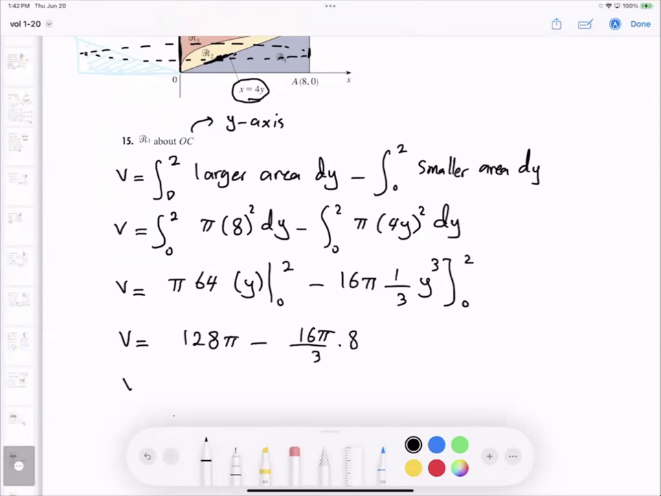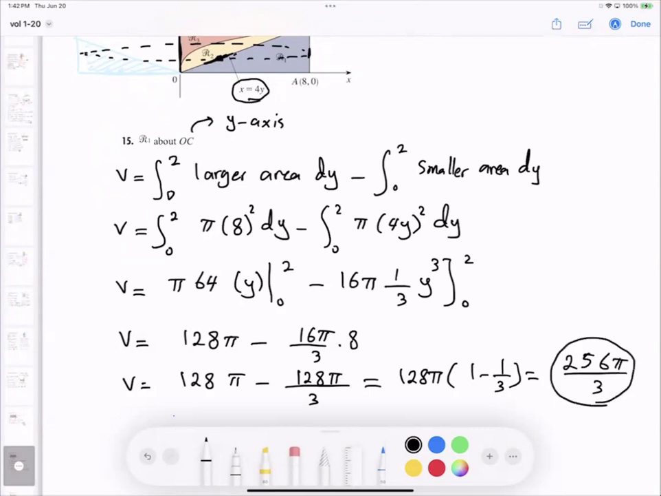So if you try to simplify this, the volume is 128 pi minus 128 pi over 3. So here you can factor out 128 pi, 1 minus a third, which is, well, let us do the calculation, 256 pi divided by 3. So this is the volume. And again, if you want to get some approximation, you can basically use a calculator to do the calculation.